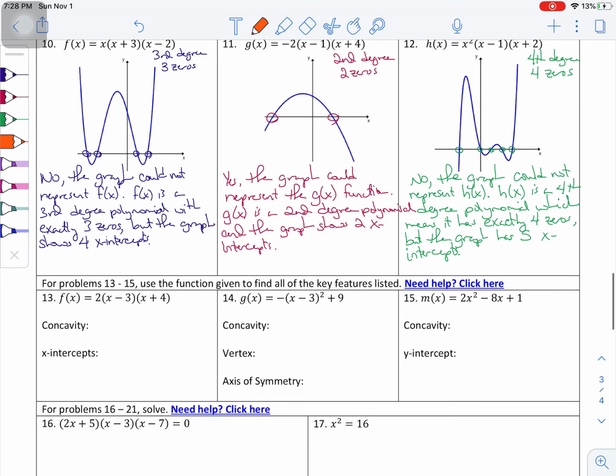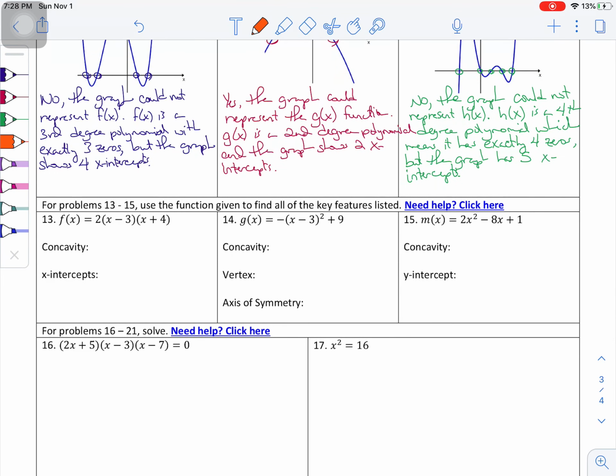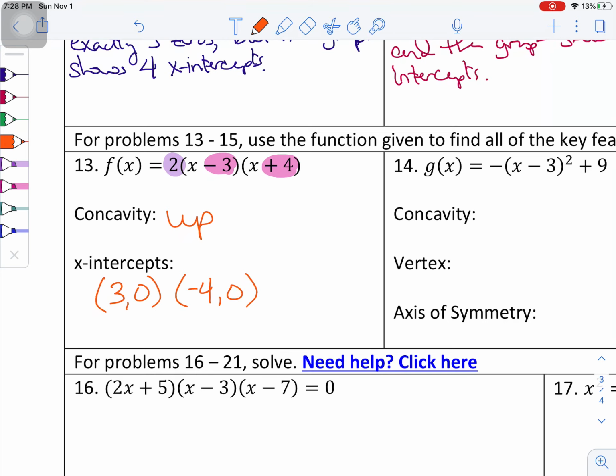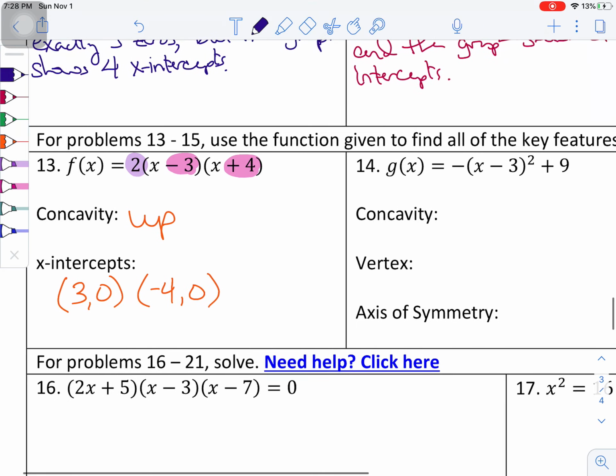All right, so I'm going to go ahead and roll on down to problems number 13 through 15 here. These are kind of a throwback to what we did in the first couple of units. You are given a quadratic and you just need to identify the key features. All right, so problem number 13, your a value is positive, so this is going to be concave up. Your x-intercepts are going to be the opposite of whatever is attached to those x terms. So x minus 3 becomes 3, 0. X plus 4 becomes negative 4, 0. So there's your 2 x-intercepts.